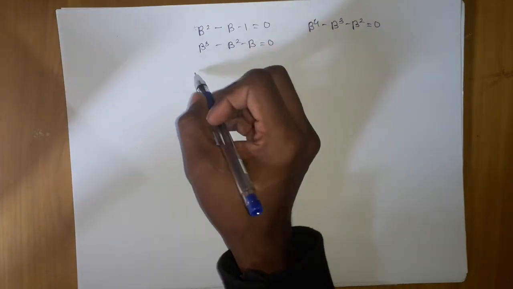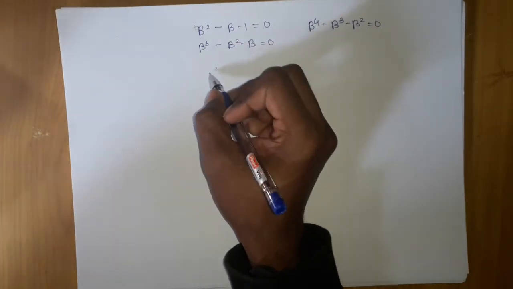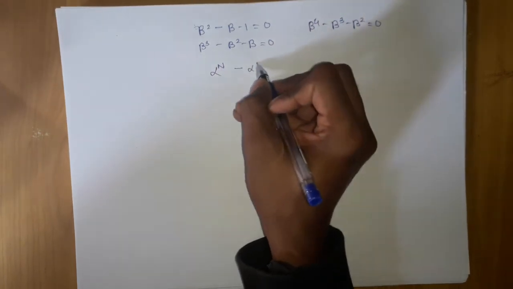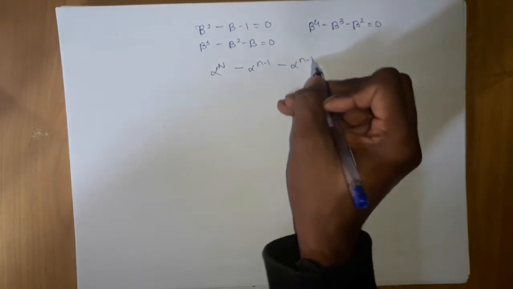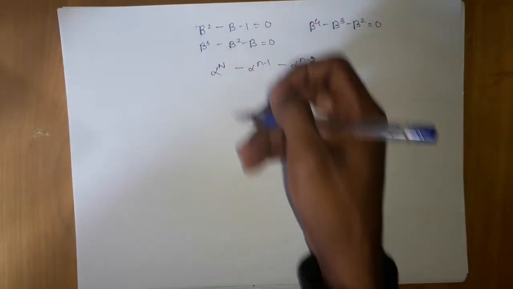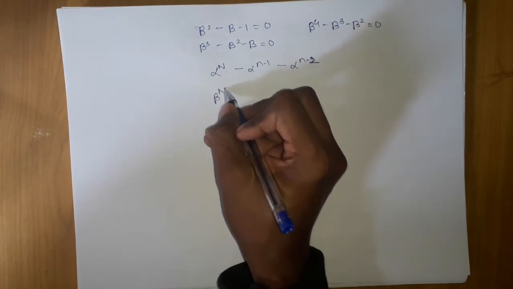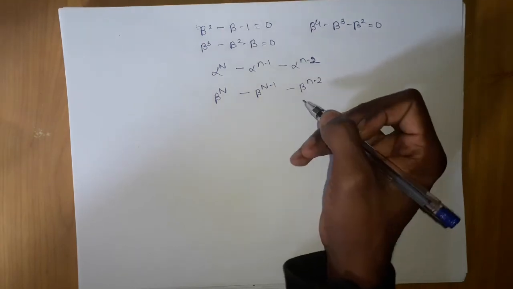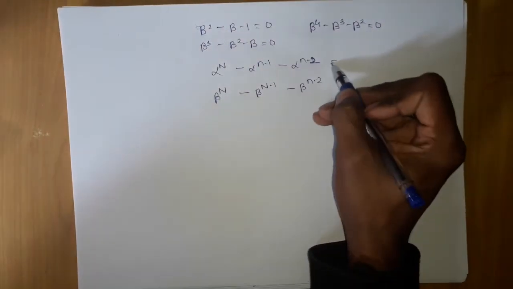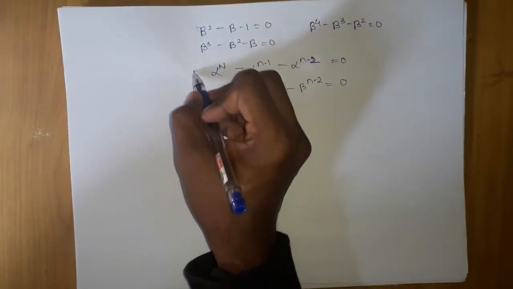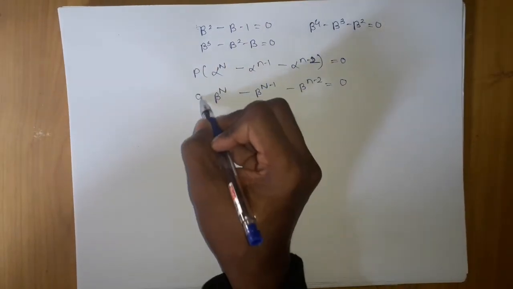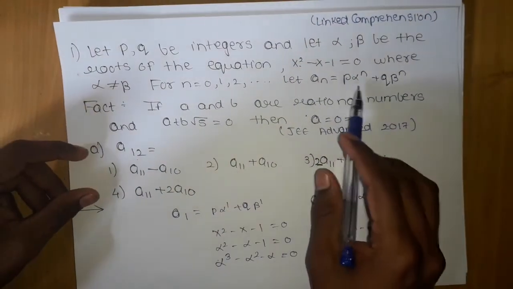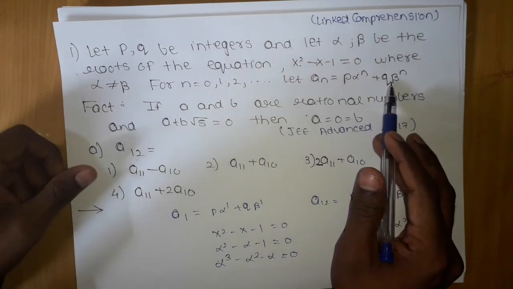Similarly we can do this: alpha to the power n minus alpha to the power n minus 1 minus alpha to the power n minus 2. Similarly, if we continue doing this, we can write beta to the power n minus beta to the power n minus 1 minus beta to the power n minus 2, and this should be equal to 0. If I multiply p here and q here, we know an is p alpha to the power n plus q beta to the power n.